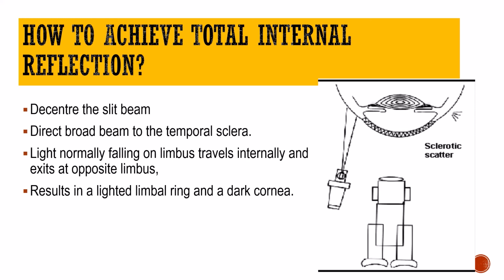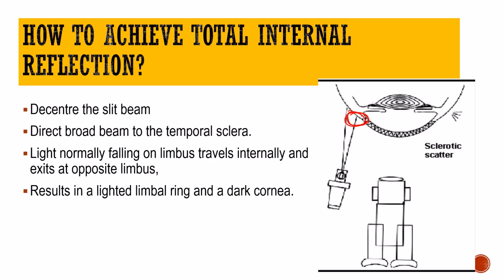Here, first we are supposed to decenter the slit beam. By decentering, I mean you're supposed to turn the knob which is situated at the base of the illumination system, which is also called a decoupling knob on the slit lamp, because this is an indirect type of illumination. That's why you need to decouple the slit lamp. So first you do that, and then you put a broad beam of light on the temporal side of the sclera or at the temporal limbus.